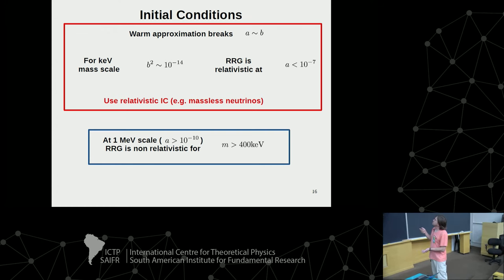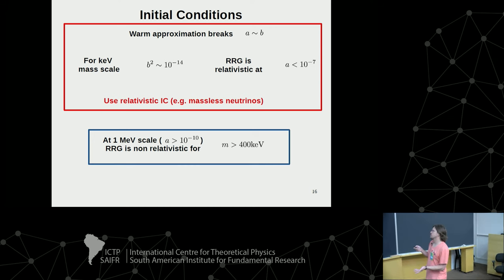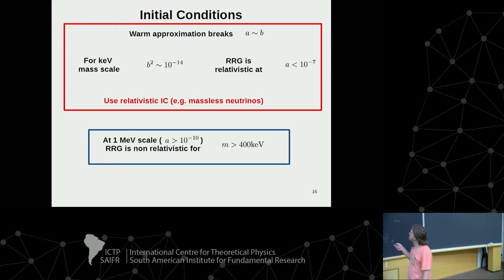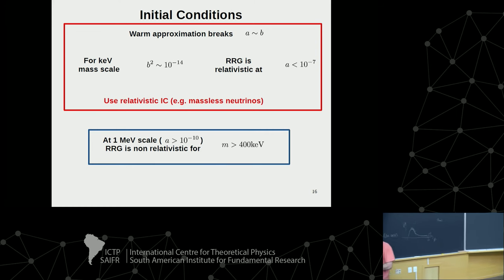When this situation breaks, let's consider this one MeV scale, which is a bit lower than nucleosynthesis. Then you have a higher than this, and then if you plug this with this, you get the mass should be higher than 400 keV. So this is telling us that if you have some dark matter model whose mass is higher than 400 keV, it's non-relativistic in the beginning, around the nucleosynthesis era. Okay.